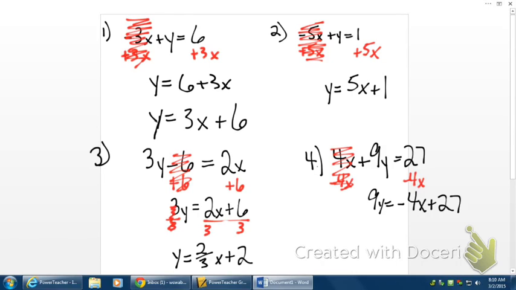How do I get y by itself now? Absolutely. Perfect. We're just going to divide both sides by 9. So that number by 9 and that number by 9. That cancels that left side out. Now all we have left is y equals negative 4 over 9x. Now 27 divided by 9. Can we simplify that? Absolutely. Plus 3.